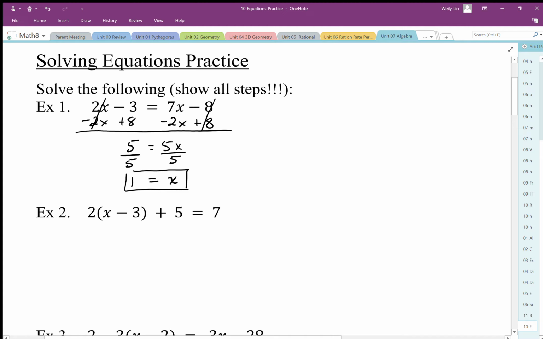Now, we can always check our answer by substituting back in. So if I substitute back into the equation, x is 1. On the left side, I get negative 1. On the right side, I get negative 1. Yeah, that works. Negative 1 equals negative 1. That makes the equation true. So x equals 1 is a solution. Okay, so this solution I plugged into the original x in the equation.